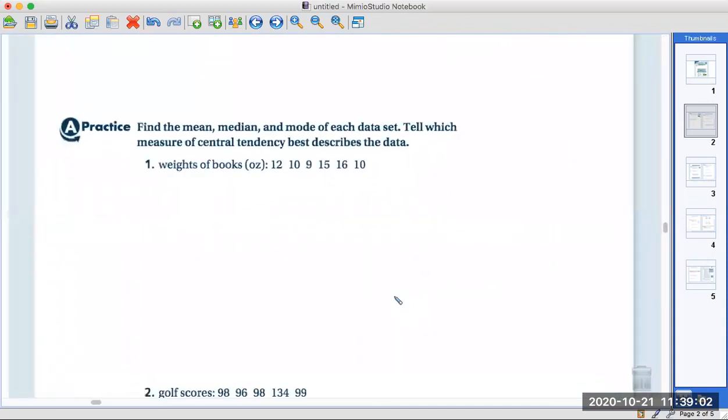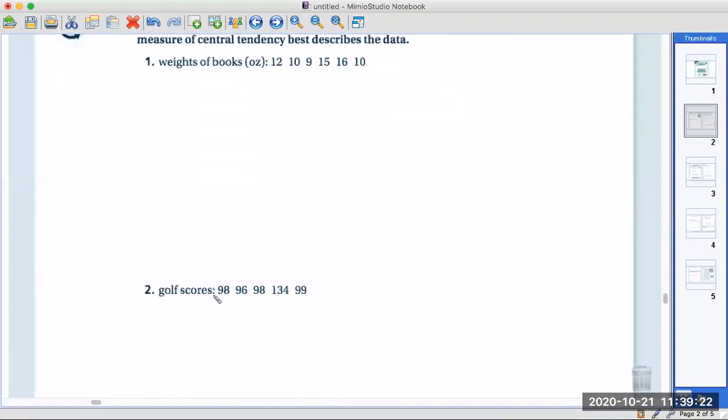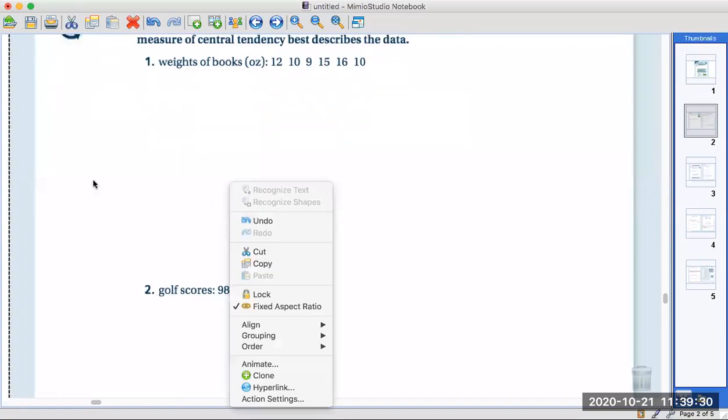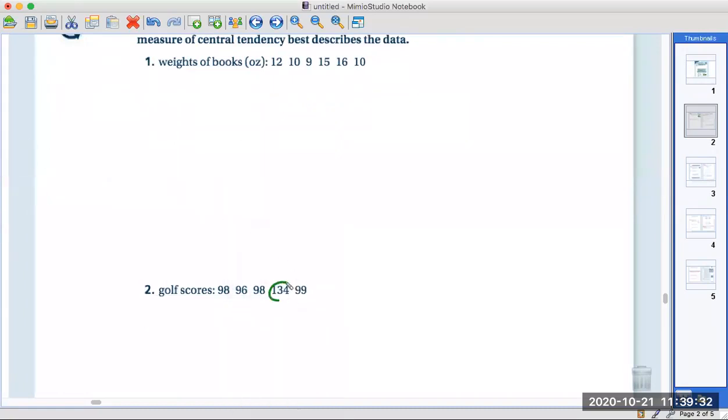It's the weight of books in ounces. So 12 ounces, how many books do we have? 1, 2, 3, 4, 5, 6. 6 books, each one has a weight. Decide, is there an outlier? I don't see one. So this looks like it's all pretty close in numbers, okay? Look at the next question. The golf scores, the 134 is an outlier. It's not within the normal range. So we're not going to do this one, but I just want you to see what an outlier looks like.